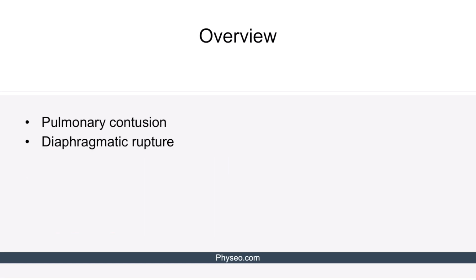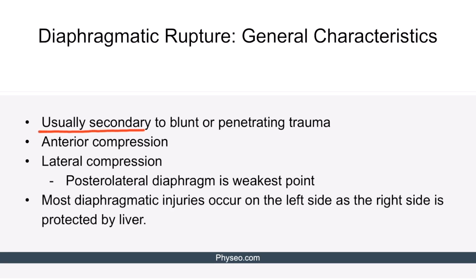Now that we've reviewed pulmonary contusion, let's move on to discuss diaphragmatic rupture. Usually, diaphragmatic rupture occurs due to blunt or penetrating trauma. Let's take a minute and understand the various mechanisms that lead to diaphragmatic rupture.